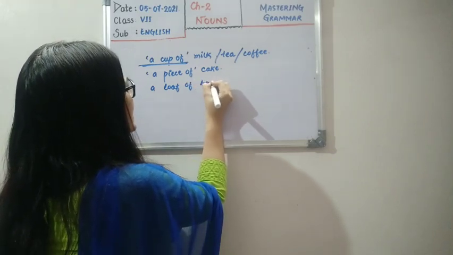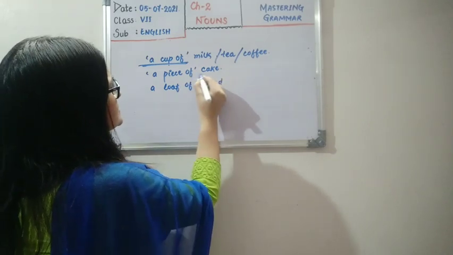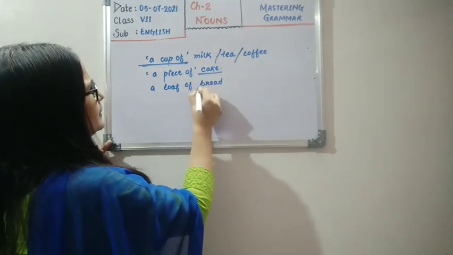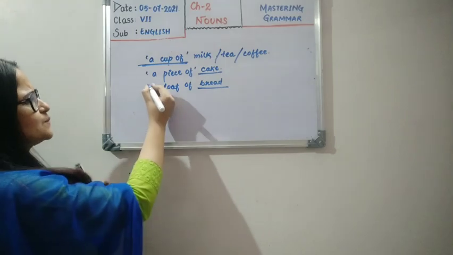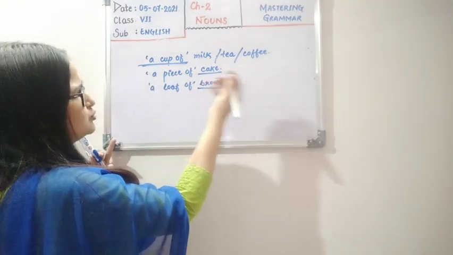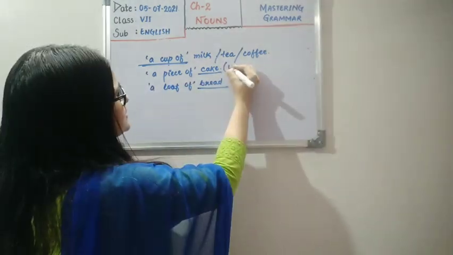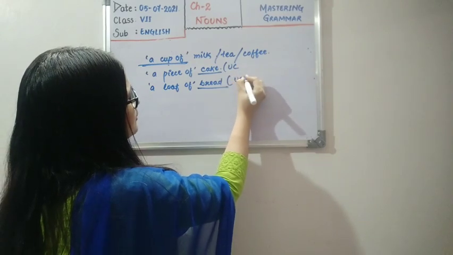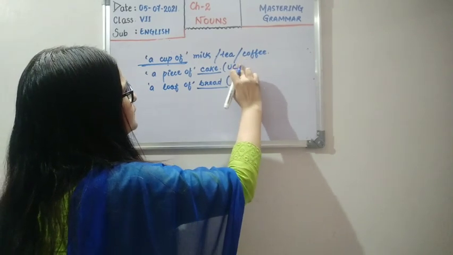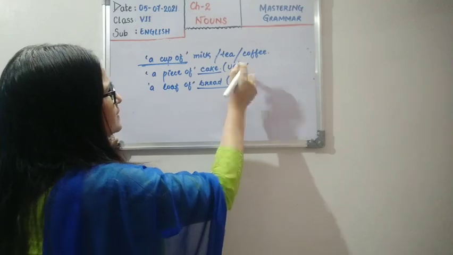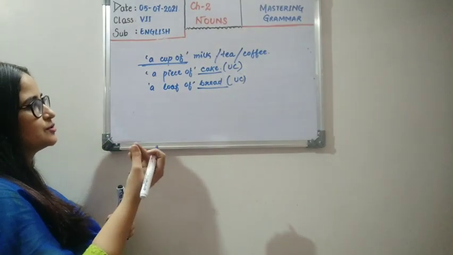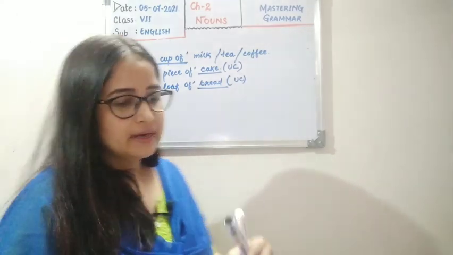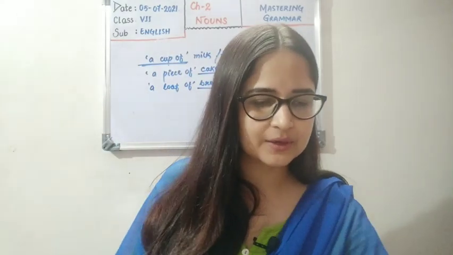Okay children, so we can use this. You can say cake is uncountable, bread is uncountable. We are not using any number before it, but these words are allowed to be used before uncountable nouns. This is an uncountable noun, this is an uncountable noun. Coffee, tea, milk, all those are uncountable nouns. We can definitely use these phrases or these words. Okay children, now I hope it was clear.